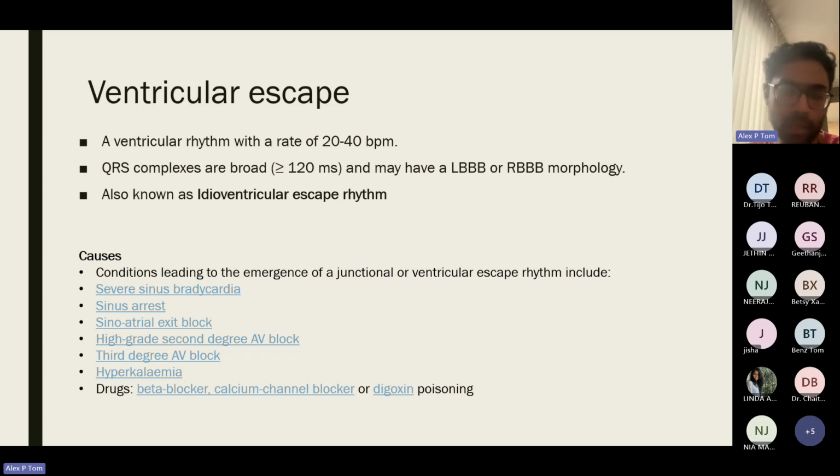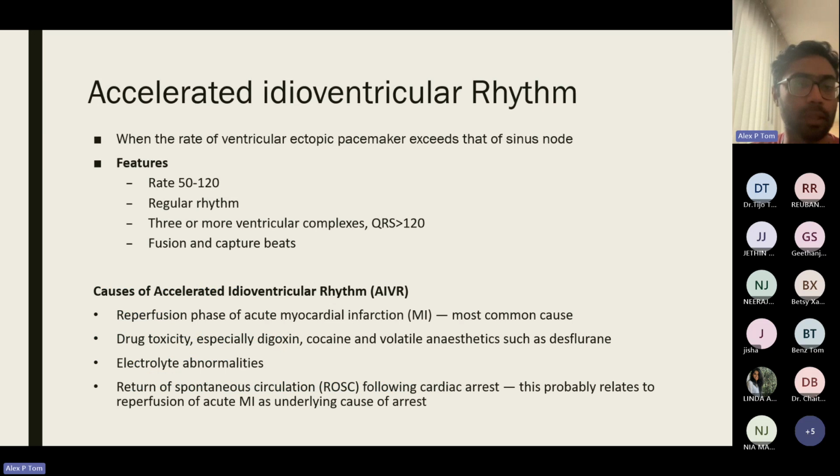Okay. Next is accelerated idioventricular rhythm, when the rate of a ventricular ectopic pacemaker exceeds that of the sinus node. So there's a ventricular ectopic pacemaker that's taking up the role, and it just keeps on going forward. Again, the causes are: the reperfusion phase of MI, drug toxicity like digoxin, electrolyte abnormalities, and when a patient is returning to ROSC following an MI and a cardiac arrest.